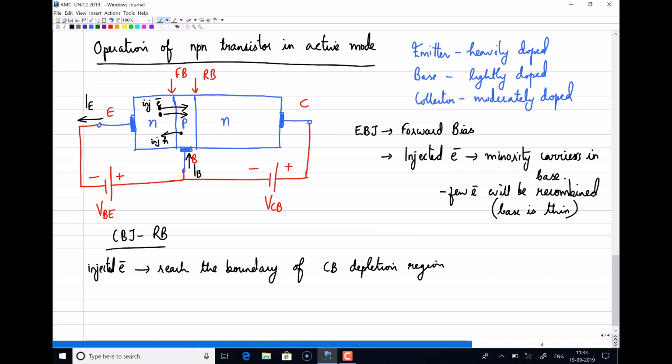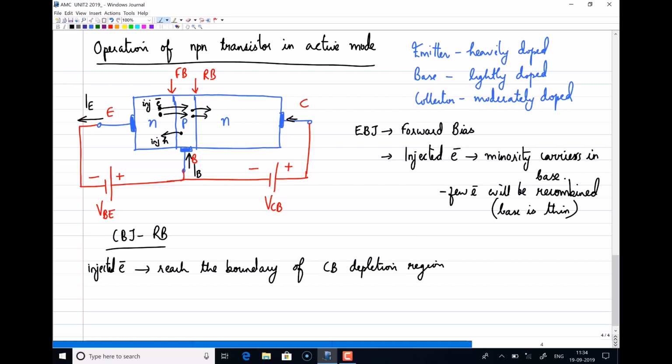So electrons are coming from the emitter to the base. Few are recombined here, but the collector has a high positive potential. So the successful electrons which reach this barrier, this depletion region, will be swept to the collector, or the collector will collect most of the electrons which started from the emitter. Few will be recombined in the base. So this will constitute the collector current.